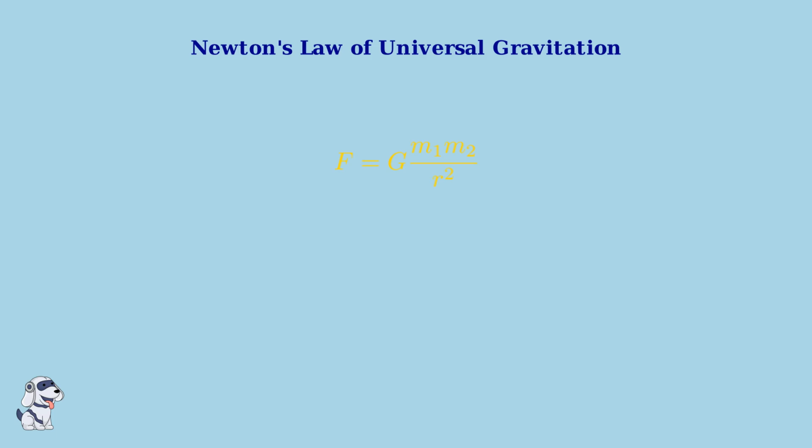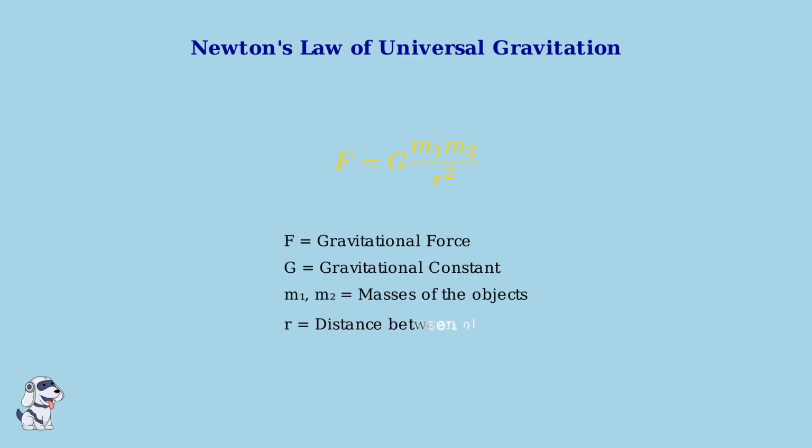The formula states that the gravitational force equals G times mass 1 times mass 2, divided by the distance squared. Let me explain each variable. F represents the gravitational force between the objects. G is the gravitational constant, a fundamental value in physics. M1 and M2 are the masses of the two objects, and R is the distance between their centers.